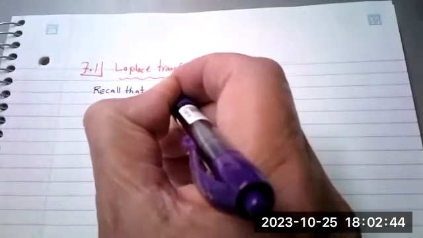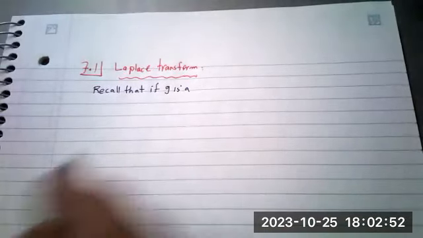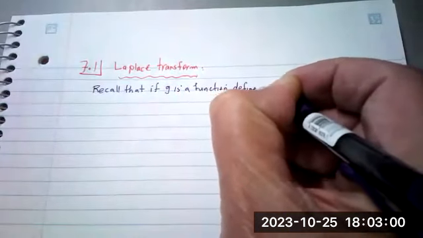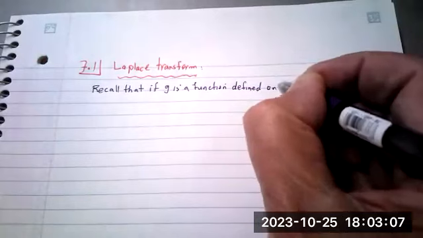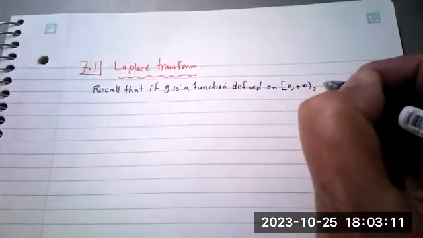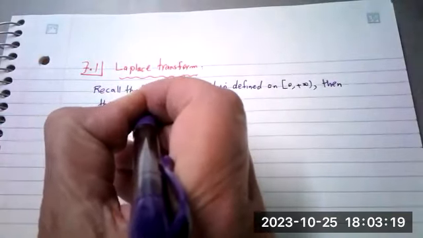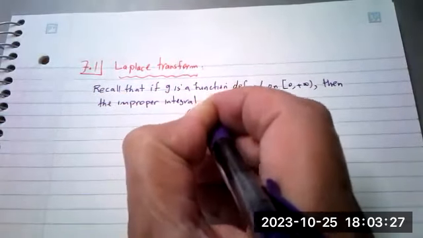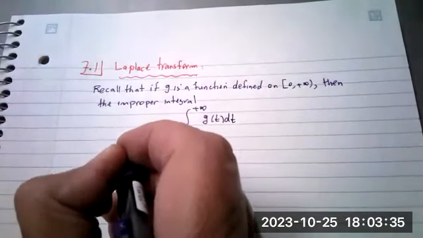Recall that if g is a function, mostly a continuous function, defined on the interval 0 to positive infinity, then the improper integral from 0 to positive infinity of g of t dt is going to be defined by what?